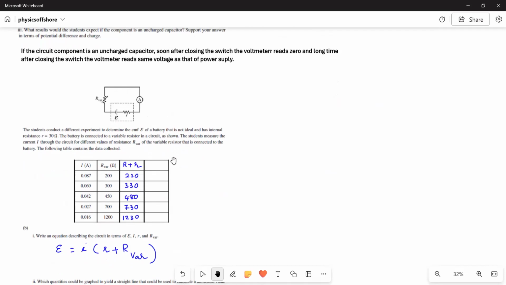Okay. So we know according to Ohm's law, V is equal to IR. Am I right? I is the current flowing in the circuit and R is the effective resistance of the circuit. Here the effective resistance is the resistance of the variable resistor plus the internal resistance. Therefore, the voltage of the power supply is E. Therefore, E is equal to I times (R plus r). So this is the equation describing the circuit.